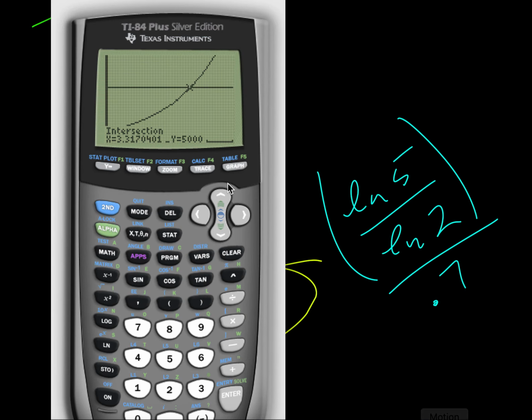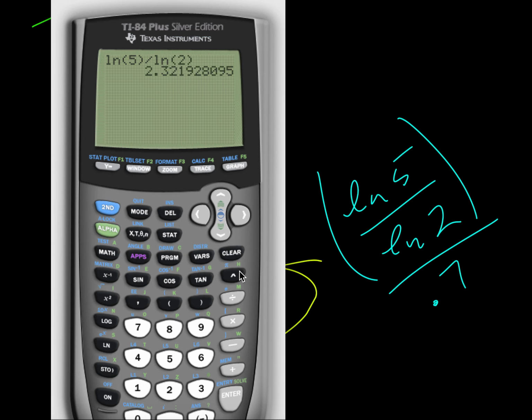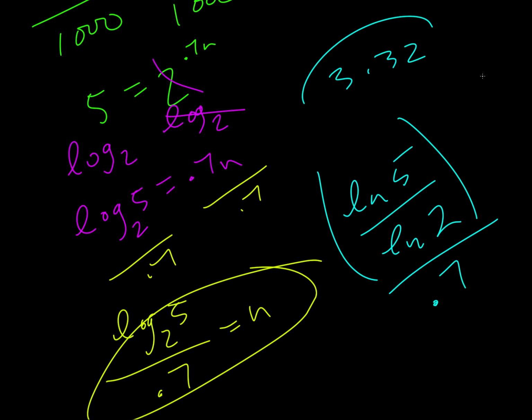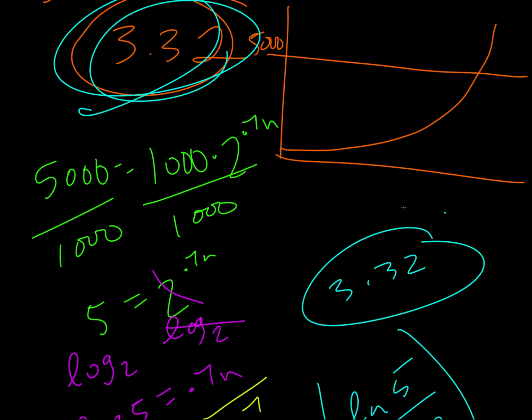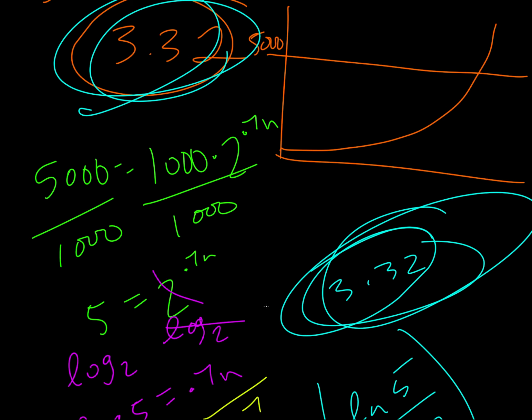So we go to our calculator, we do natural log of 5 divided by natural log of 2, and then we divide that by 0.7. That gives us 3.32, and I think that was the same thing we had. Yep, 3.32, 3.32. So we verified that we got the same thing using both methods.